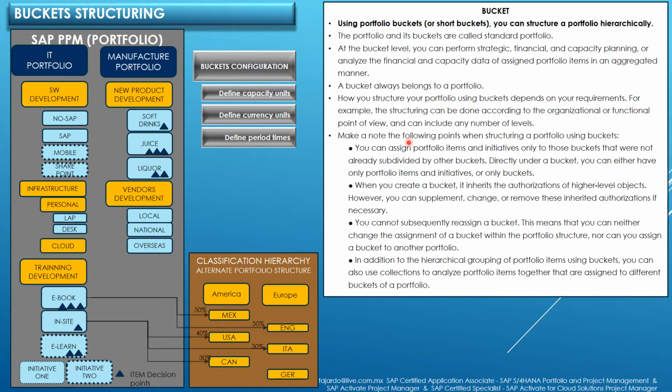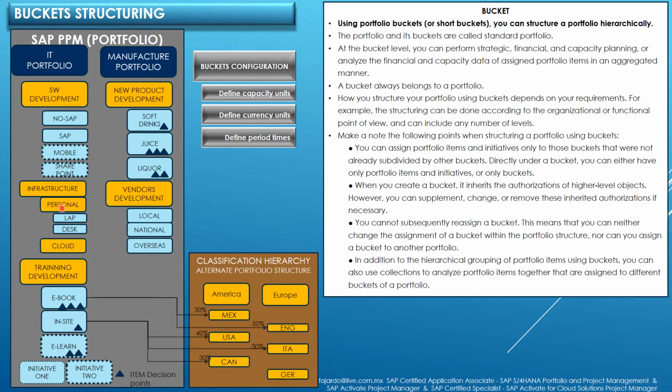Please make a note of the following points when structuring a portfolio using buckets. We can assign portfolio items, the blue ones, only to those buckets that don't have sub-buckets. As you can see in this figure, we cannot assign items below infrastructure. Why? Because infrastructure has other sub-buckets. But we can assign items in a personal bucket because the personal bucket doesn't have sub-buckets.